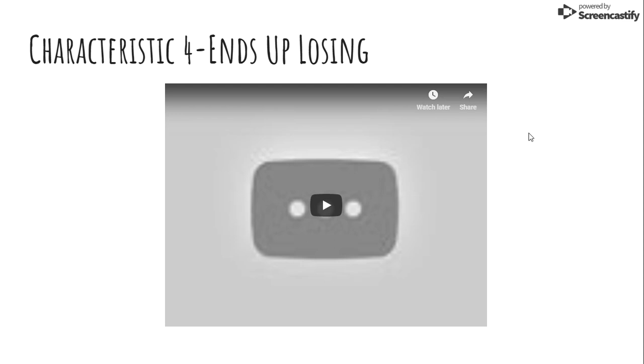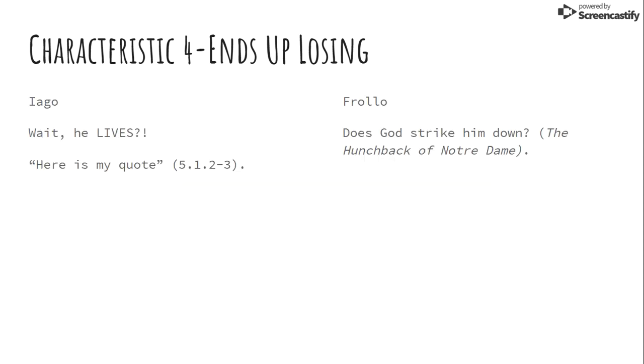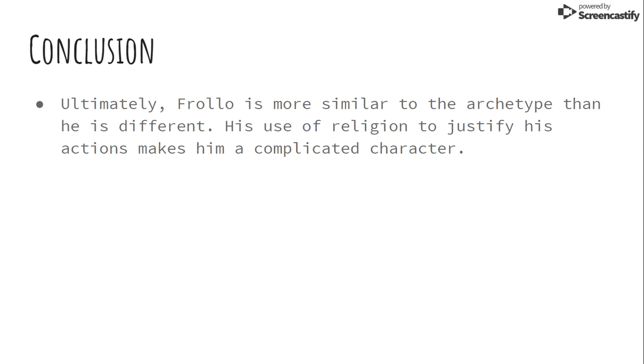Characteristic 4, he ends up losing. So for Iago, this is the difference. He actually ends up living at the end of the play. He's arrested, but he walks out of the play not dead. Whereas Frollo in the movie, it sounds like or looks like he kind of has God literally strike him down. The cathedral comes to life, and he falls into the fire that is currently burning down Paris.